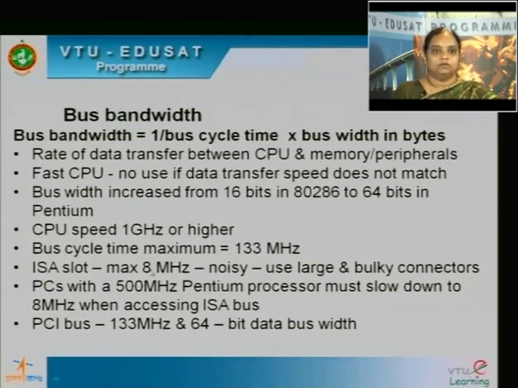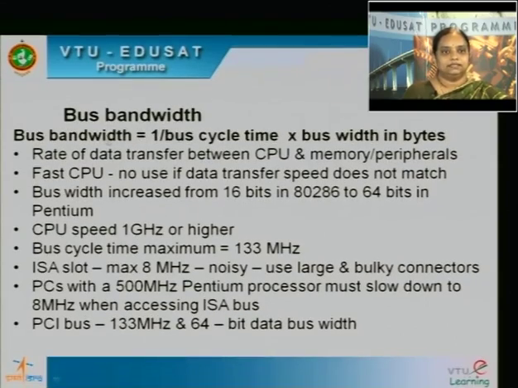So one way to get around this is to use a better bus, that is the PCI bus. In this PCI bus, the speed increases from 8 MHz to 133 MHz, and not only the speed increases, the bus bandwidth is also increased from 16 to 64 bits. With these two, the bus bandwidth will increase and may approach the CPU speed of 1 gigahertz. So just recapping, the bus bandwidth tells you how fast the data transfer between the CPU and the outside world, here memory and peripherals, can take place.